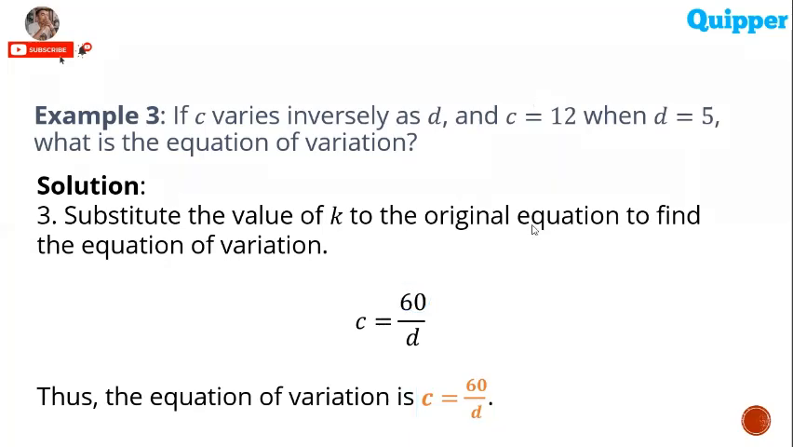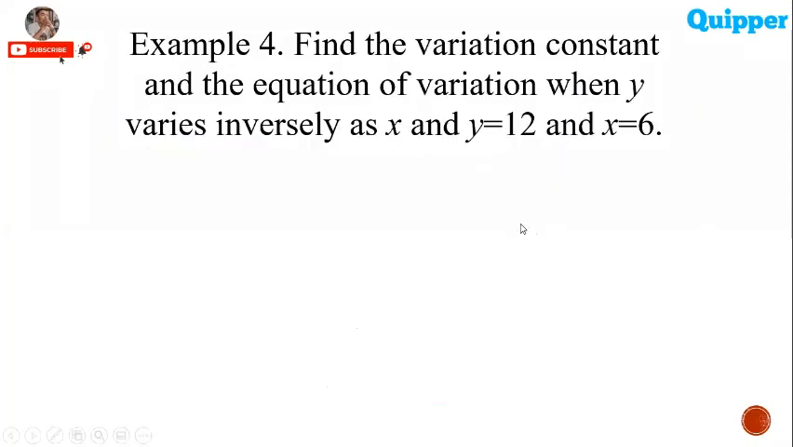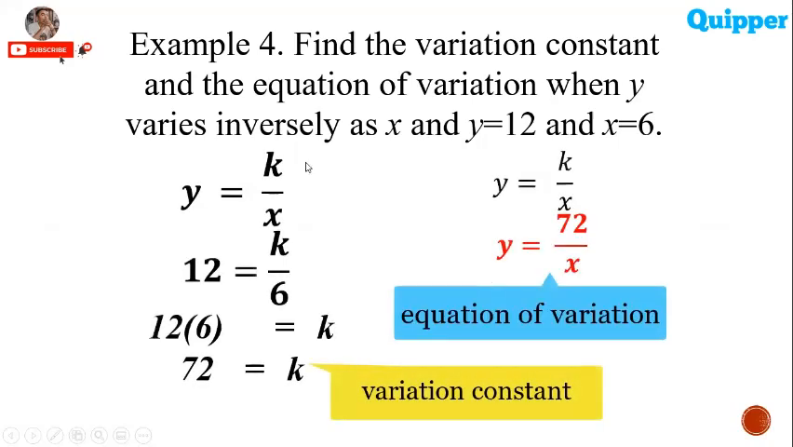Next example. Find the variation constant and equation of variation when y varies inversely as x and y is 12 and x is 6. The same process. So we have here the variation statement turned into a mathematical sentence, y equals k over x, y is 12, and x is 6.